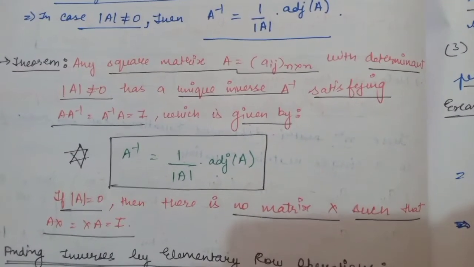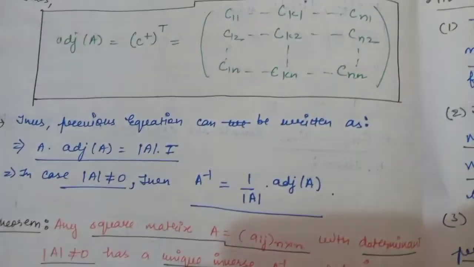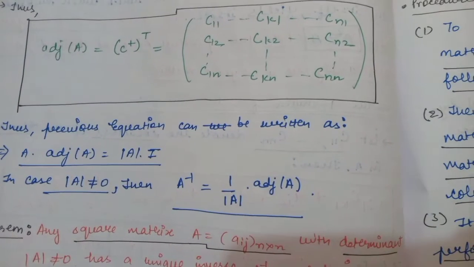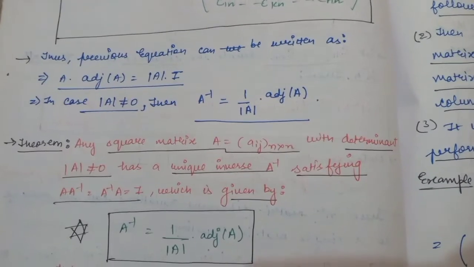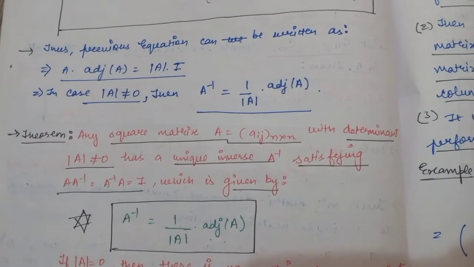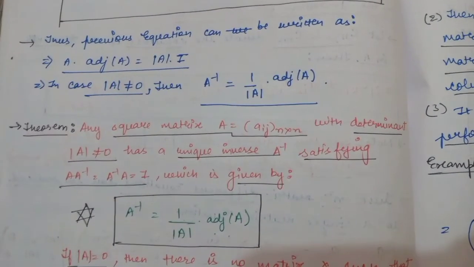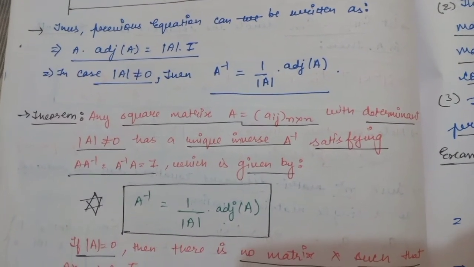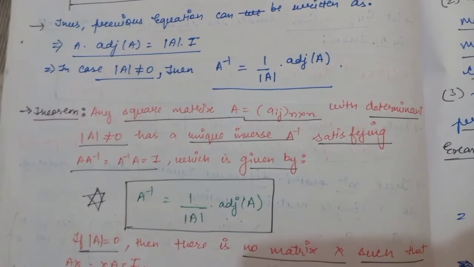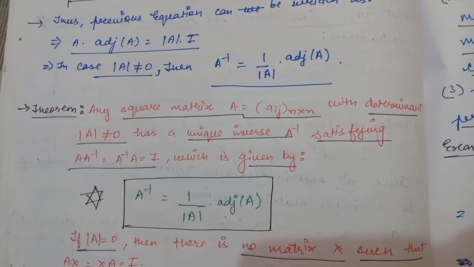Now, to recall the definition of adjoint, it is the transpose of the matrix of cofactors. Cofactors are obtained from minors, which are obtained by deleting the ith row and the jth column, and to obtain a cofactor from a minor we multiply it by minus 1 raised to power i plus j.